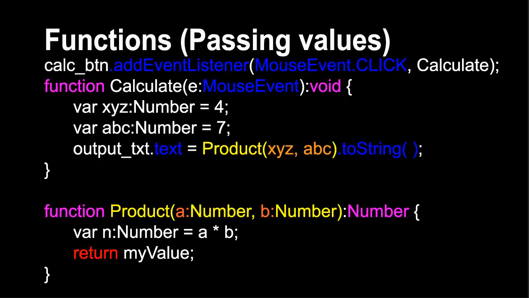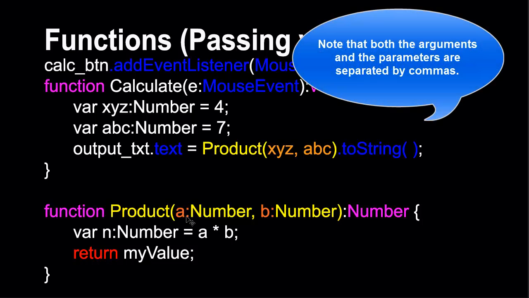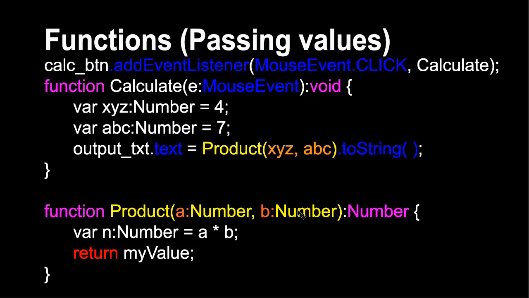We might want to pass more than one value, and we can pass as many values as we like. So in this example, I've got two variables, xyz and abc. They equal 4 and 7 respectively. And the function that I'm calling here is called product, and I'm passing it the value of xyz and the value of abc. So my function, I've got the name of my function product, and my parameters here are a is a number and b is a number. Both of these were numbers. These both need to be numbers.